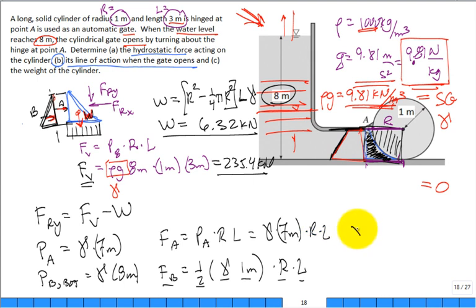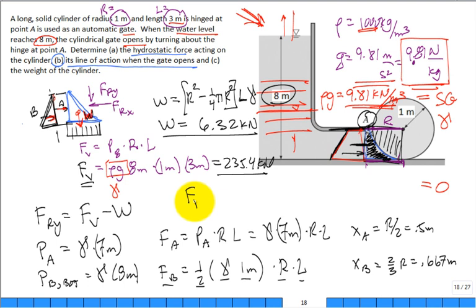And then where do I apply X of A? X of A will be right in the middle, right there. So if you're moving down from point A, it's equal to R over 2, or 0.5 meter. And then X of B, if you're moving down from point A, it's right there. It'll be 2/3 of R, or 0.667 meter down. But if you do the sum of the forces in the X, F of RX is equal to F of A plus F of B. What does F of RX come in at?